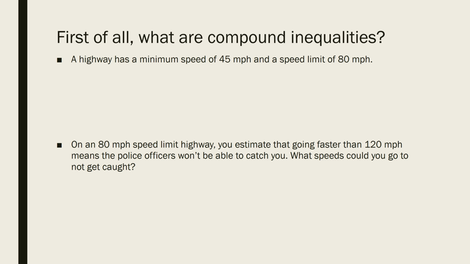So let's think about two scenarios. First of all, I mentioned this in class the other day. Sometimes highways have a speed limit that you can't go over, but then also, to keep traffic moving, they have a minimum speed. So let's think about what some different legal speeds would be for this highway with a minimum speed of 45 and a speed limit of 80.